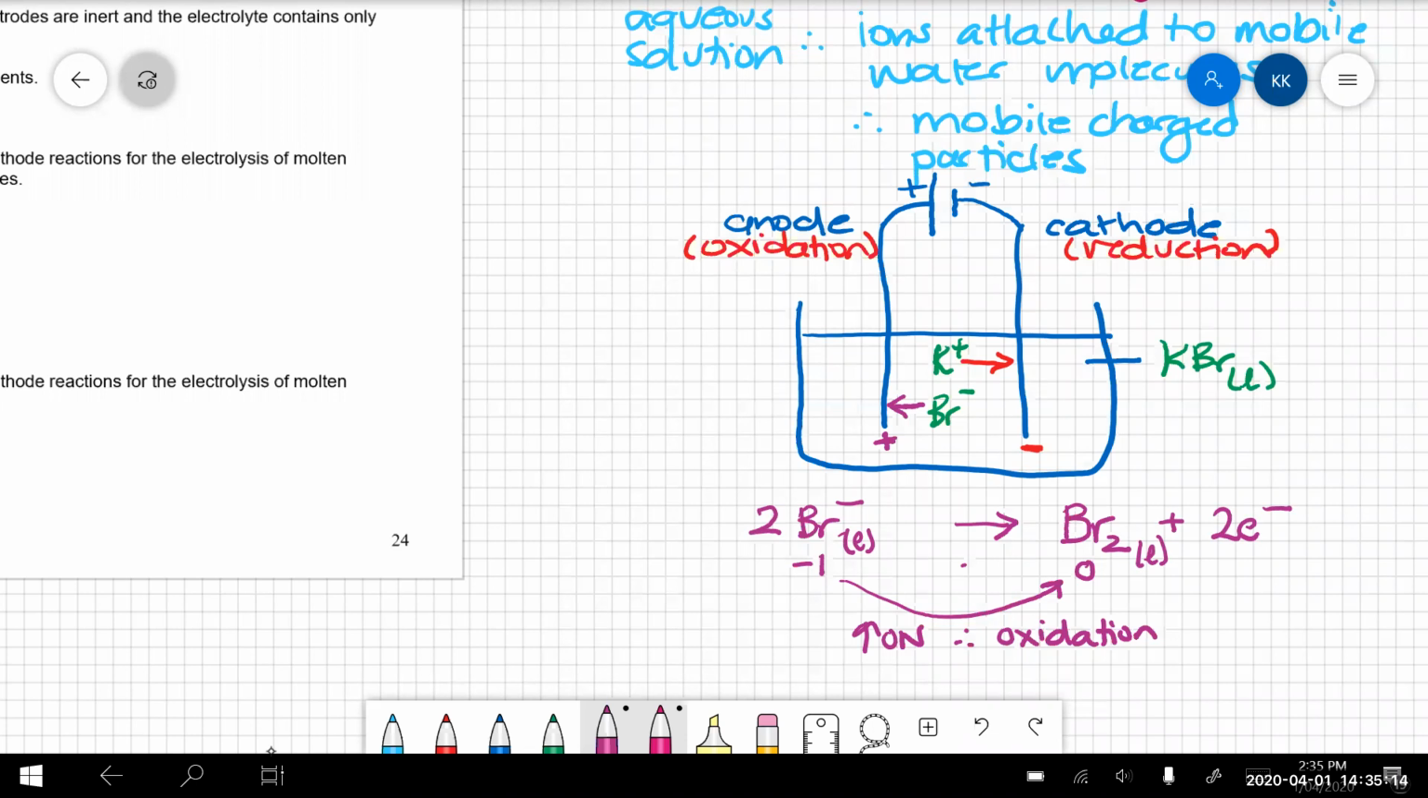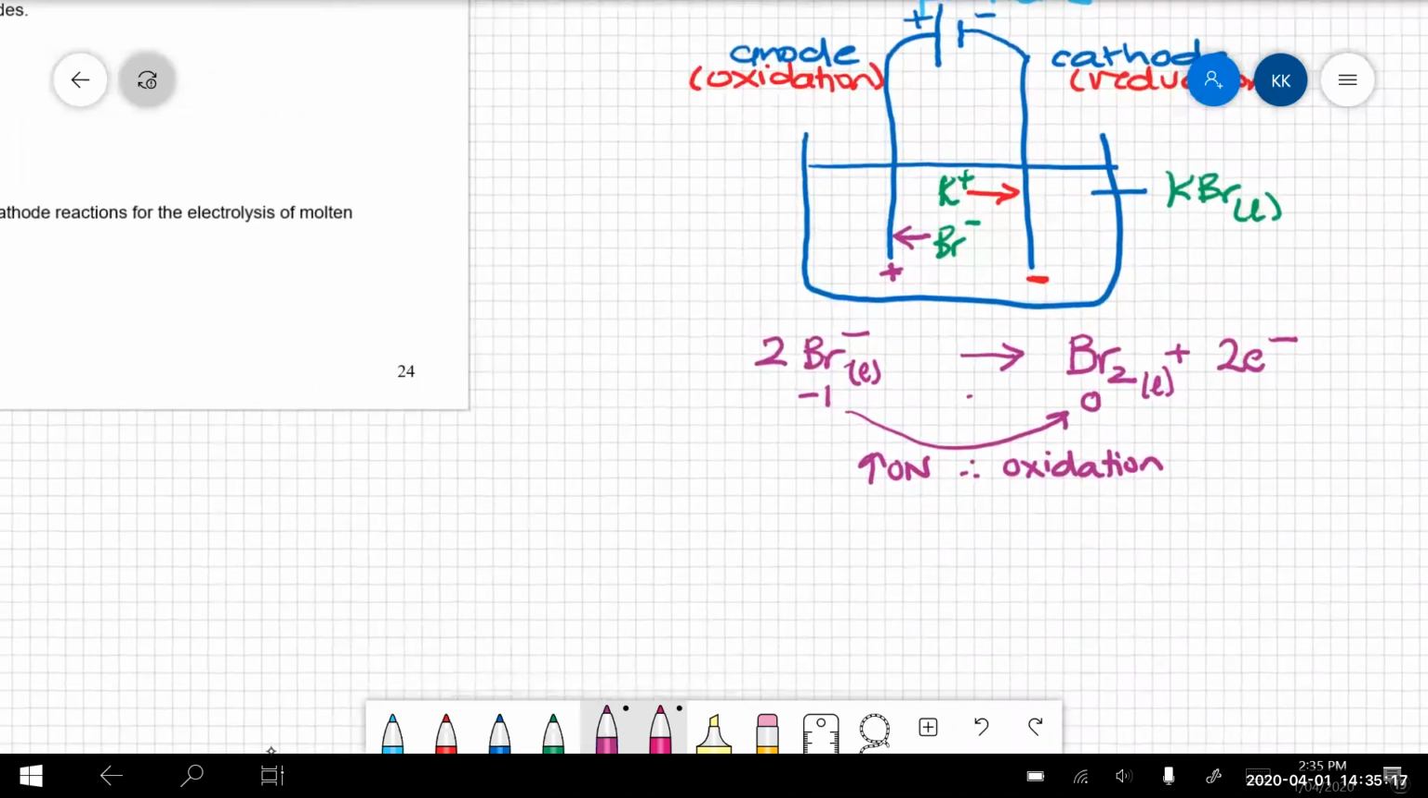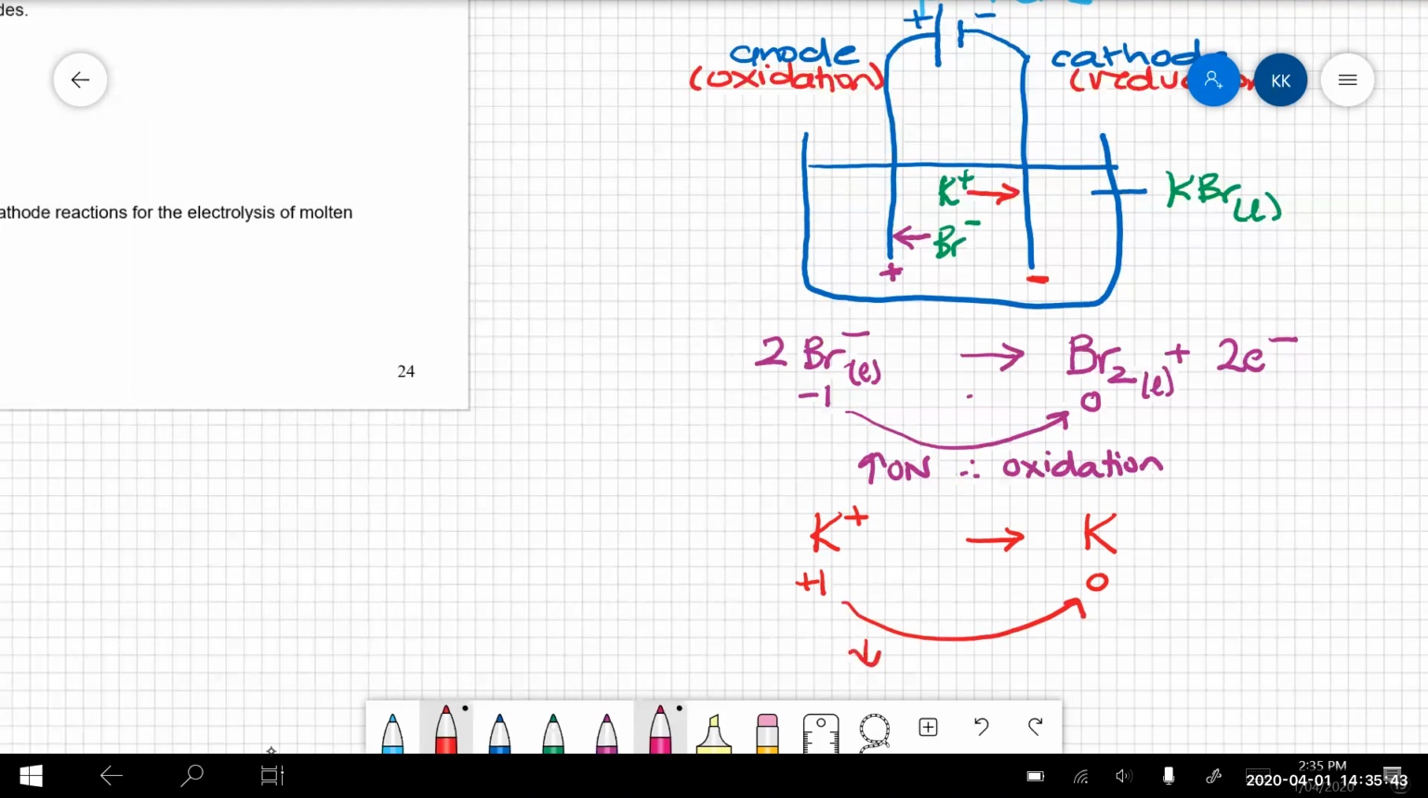Bromine is a liquid at room temperature. Okay, what's going to be happening over at the cathode? At the cathode, we have our cation, which is potassium ions, and that's going to go to the cathode and be reduced. Its oxidation number here is +1, and it's going to become the corresponding element, potassium, with an oxidation number of 0. So here we've got a decrease in oxidation number, therefore that is reduction.